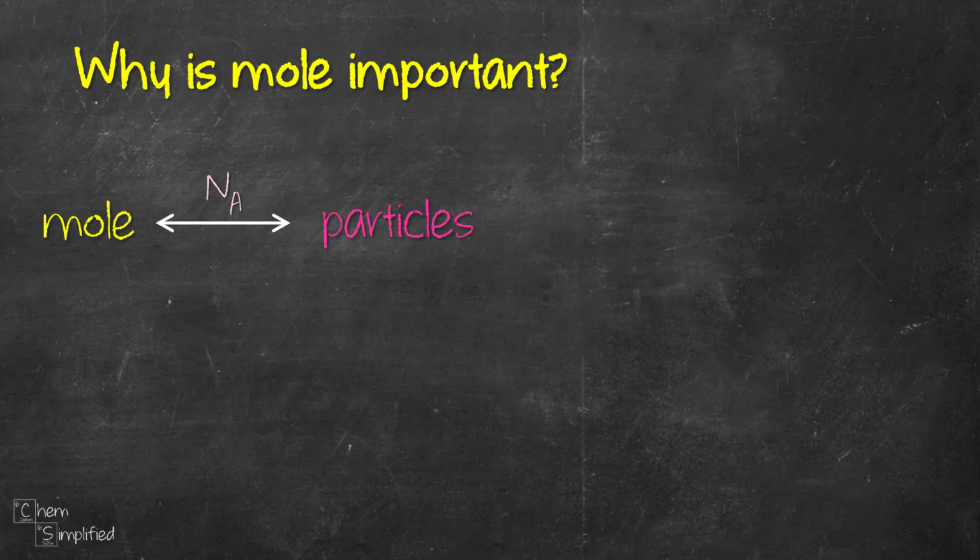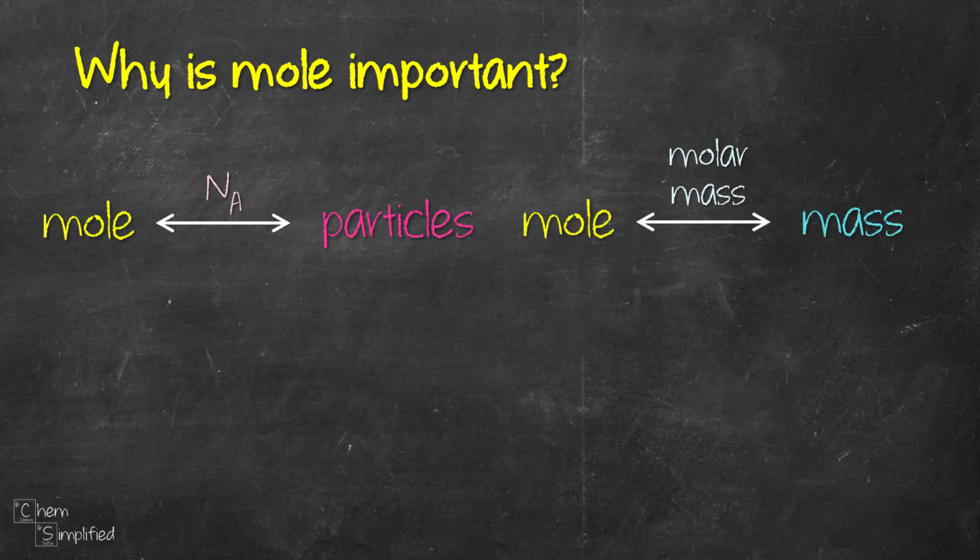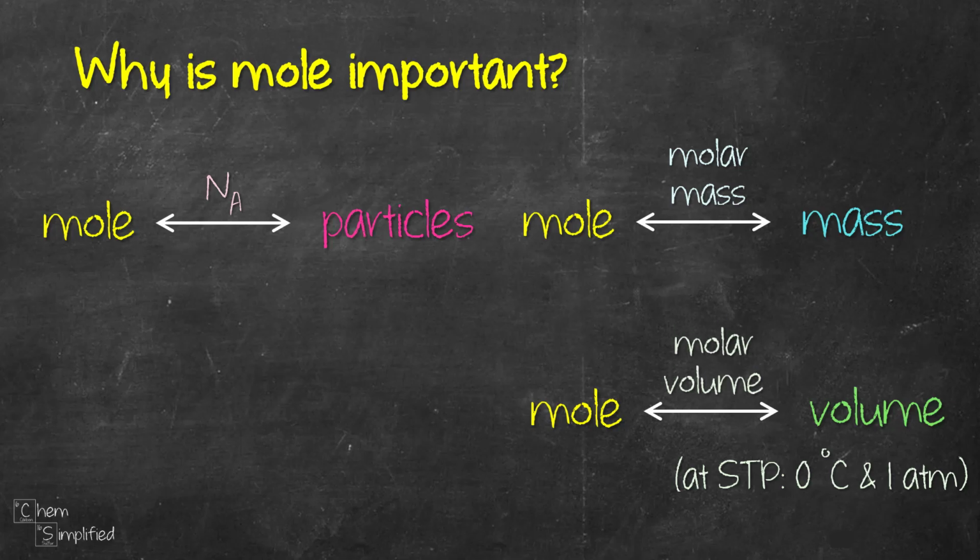Aside from being able to convert between moles and particles using Avogadro's constant, we can also interconvert moles with mass using the molar mass of that same substance. Similarly, if it's at standard temperature and pressure, which is STP, we can relate moles to volume of a gas using molar volume. And all these 3 conversions that we've just talked about are related to the same substance. Meaning, we can say 1 mole of aluminum contains 6.022 times 10 to the 23 aluminum atoms. So from moles of aluminum, we get aluminum atoms.